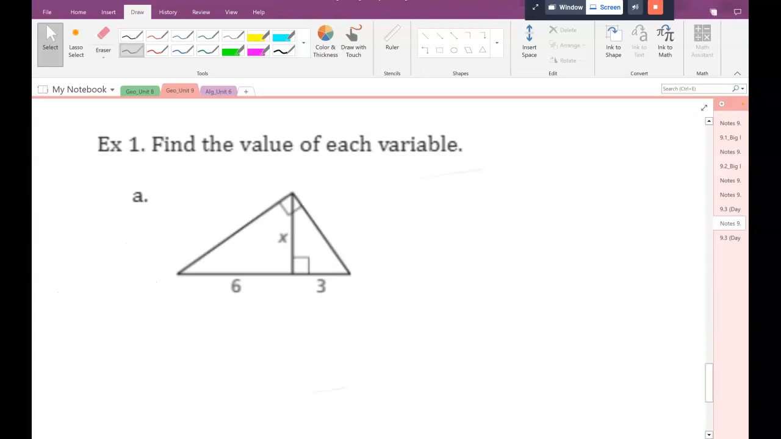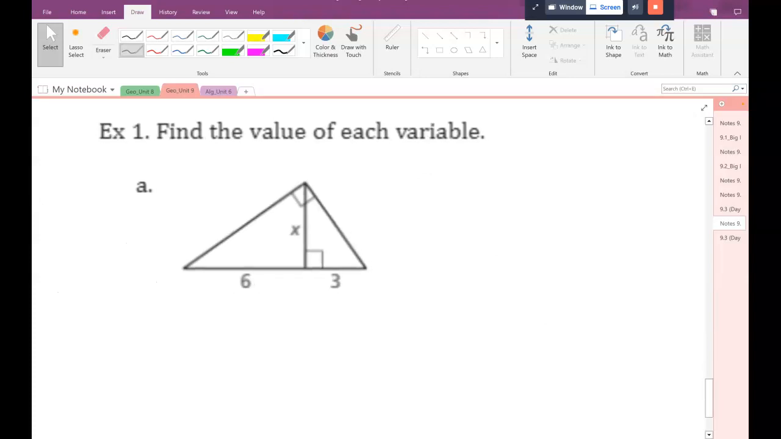Scroll down. All right, so for example 1, we're trying to find the value of each variable in this larger triangle. Our hypotenuse would be opposite of our right angle, so this is our hypotenuse. Let's label these vertices to make it easier. You really don't have to, but instead of just pointing, I can explain now. And then this point is D. So our altitude is what we're trying to look for. We're trying to find whatever DB is.